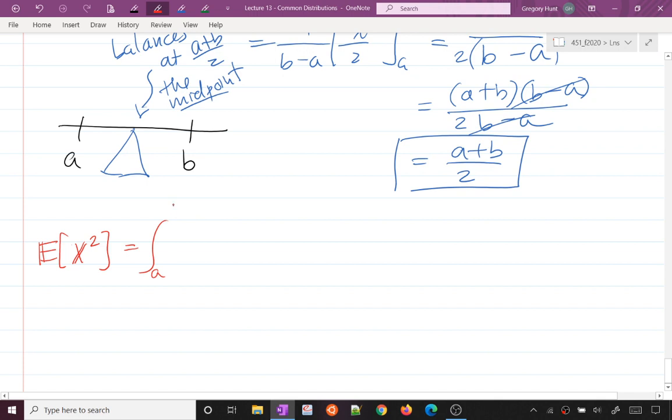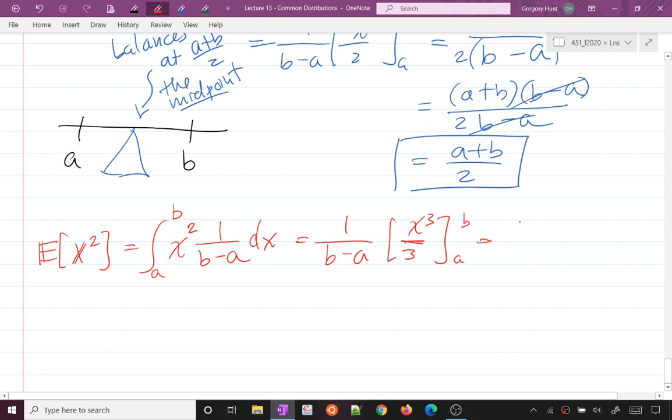Let's do this quickly. Is the integral a to b, and now instead of x f of x, it's x squared f of x, which is, of course, 1 over b minus a dx. And at this point, you've written it down. Now it's just a Calc 1 problem, right? Factor out 1 over b minus a. This is x cubed over 3, a to b. So you get b cubed minus a cubed over 3 times b minus a.